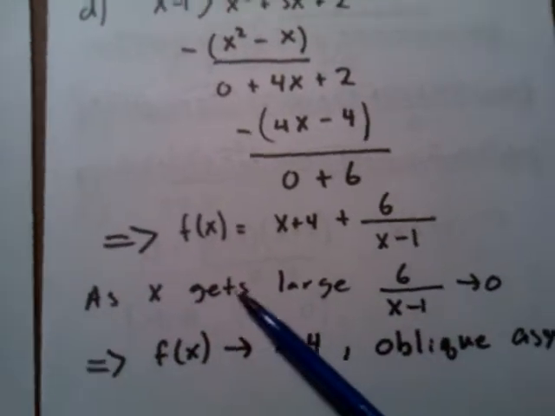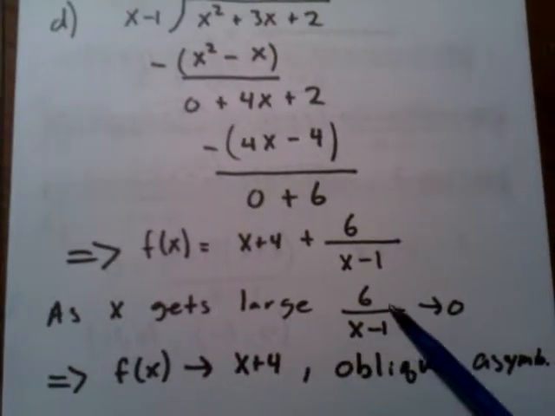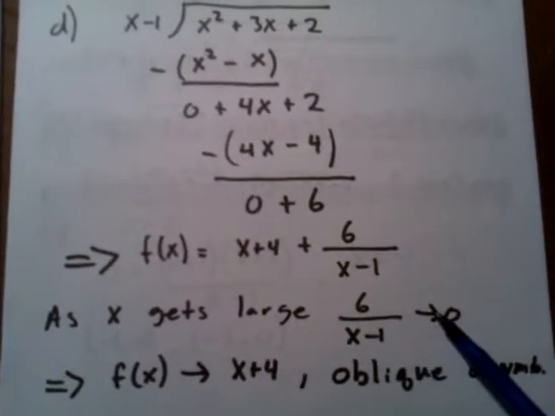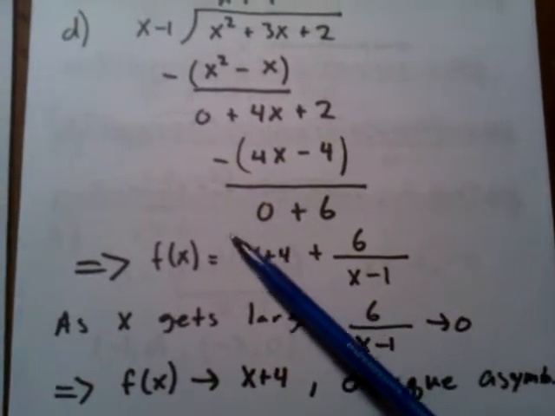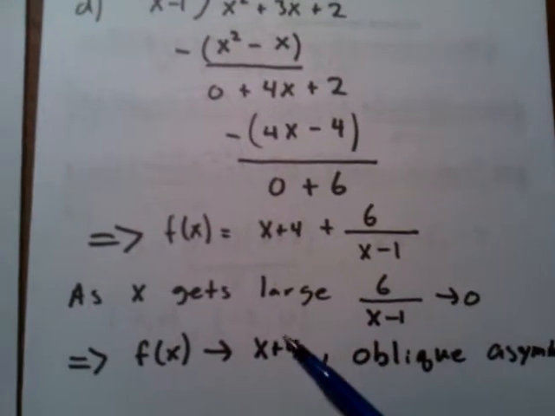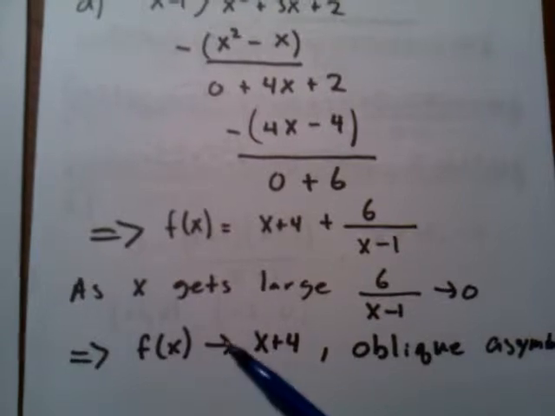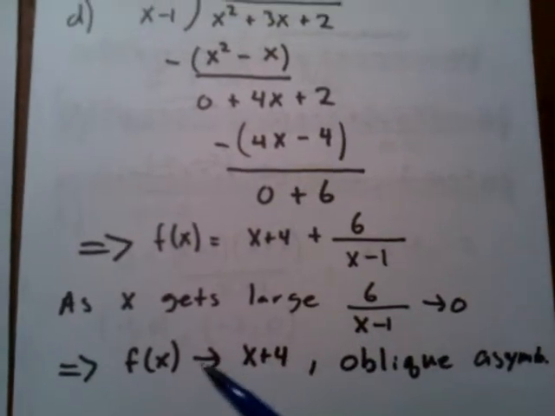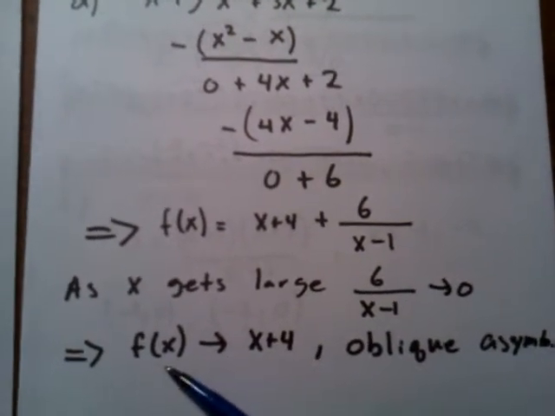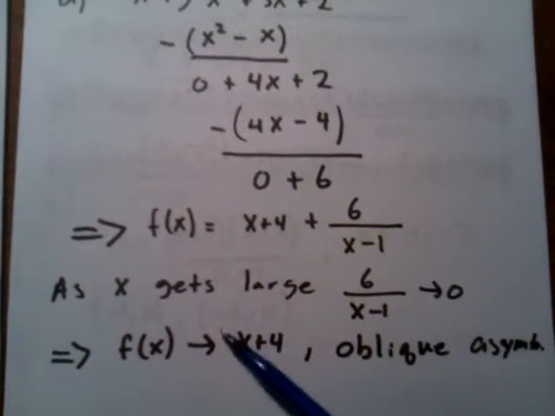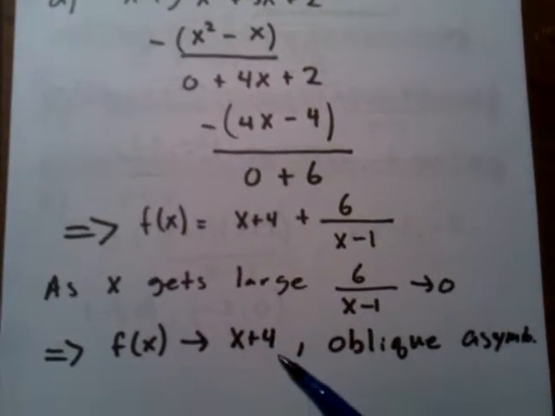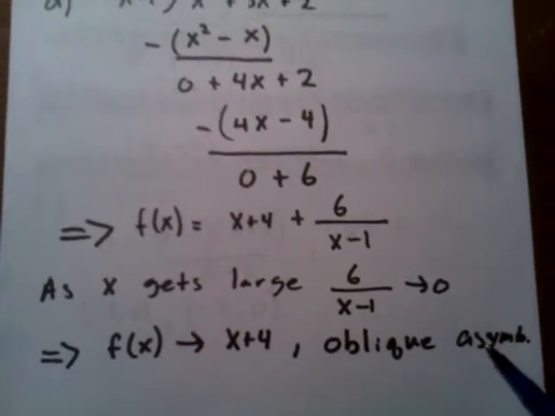And we see that as x gets large, this part goes to 0. So we're left with x plus 4. That means that as x gets bigger and bigger, the function gets closer and closer to x plus 4. So this is our oblique asymptote.